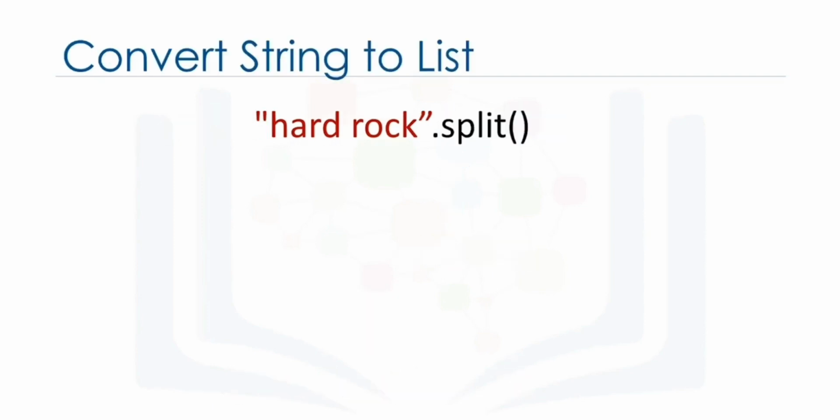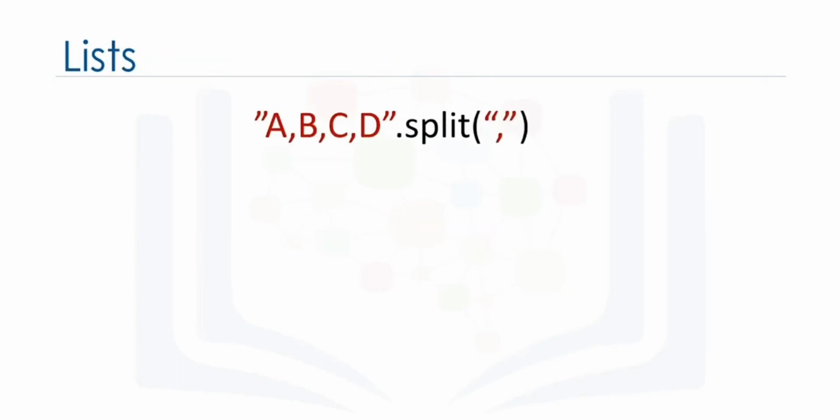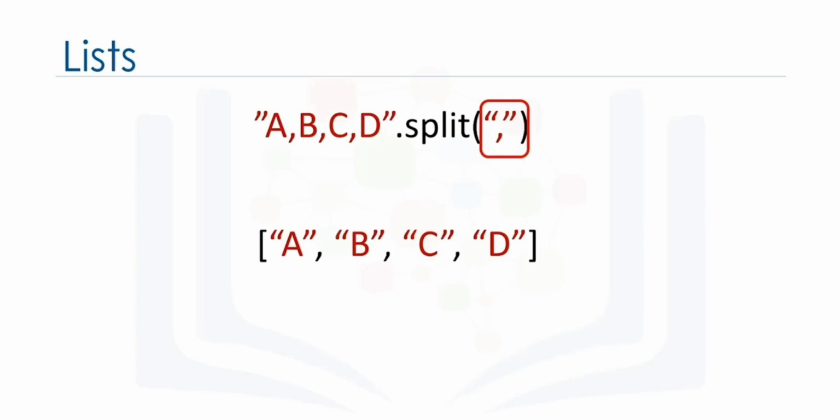We can convert a string to a list using split. For example, the method split converts every group of characters separated by a space into an element of a list. We can use the split function to separate strings on a specific character, known as a delimiter. We simply pass the delimiter we would like to split on as an argument, in this case a comma. The result is a list. Each element corresponds to a set of characters that have been separated by a comma.